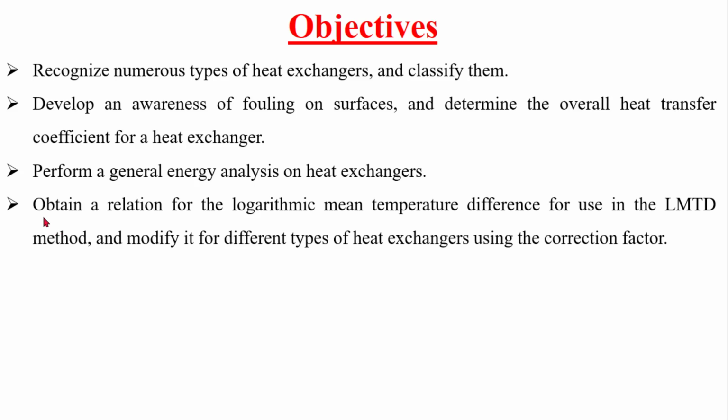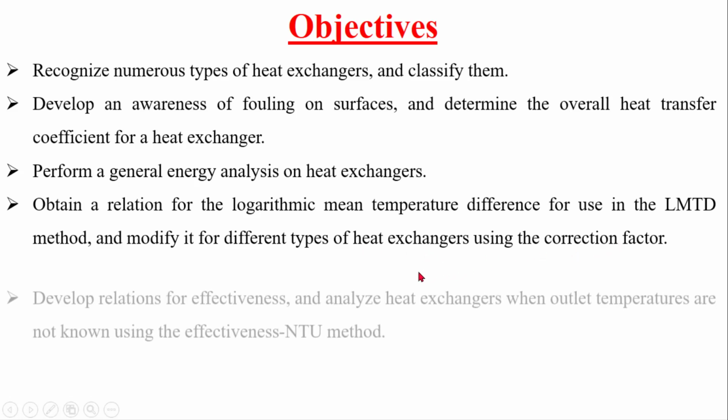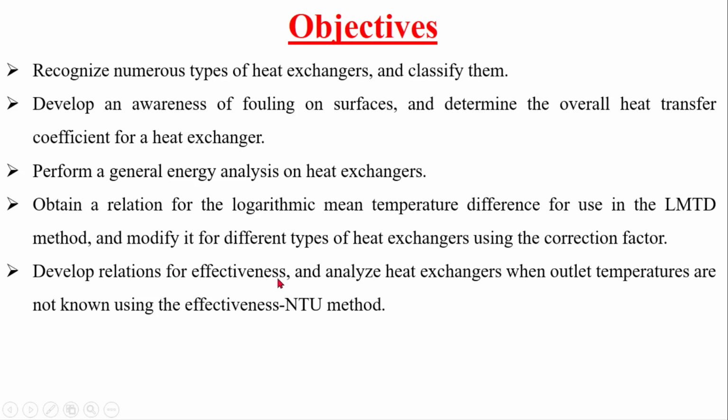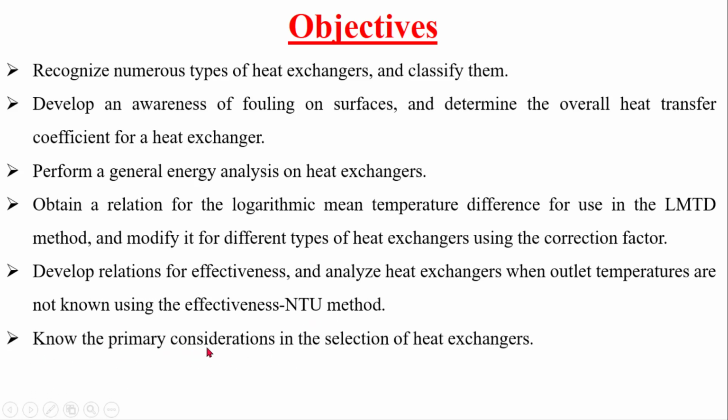but we'll try our level best. So, obtain a relation for the logarithmic mean temperature difference for use in the LMTD method and modify it for different types of heat exchangers using the correction factor. So we can move from one type to another using the correction factor. Develop relations for effectiveness and analyze heat exchangers when outlet temperatures are not known using the effectiveness-NTU method, so number of transfer units. Remember the last section of the previous chapter. Know the primary considerations in the selection of heat exchangers.